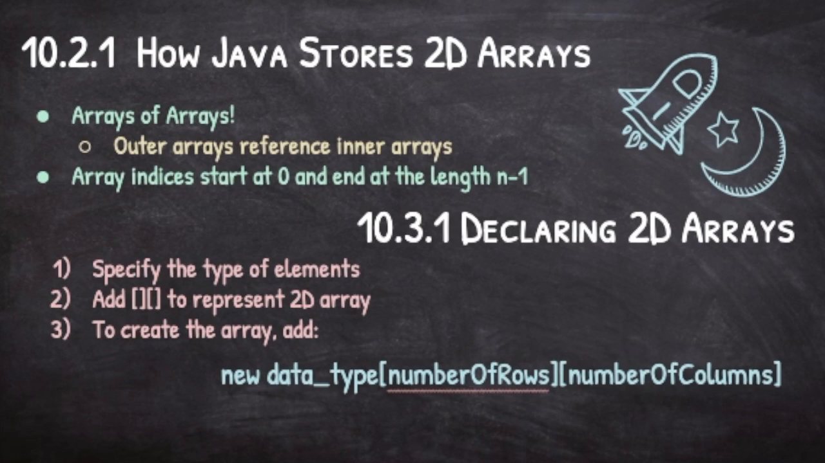How Java stores 2D arrays. Like I mentioned earlier, the best way to describe storage is like an array of arrays. Outer arrays reference inner arrays. So for example, in row major arrays, the rows are the outer arrays and the columns are the inner arrays. An important thing to note is that indices start at 0 and end at the length n-1, as they do in one-dimensional arrays. This is why we would access the element a at the index a-1.